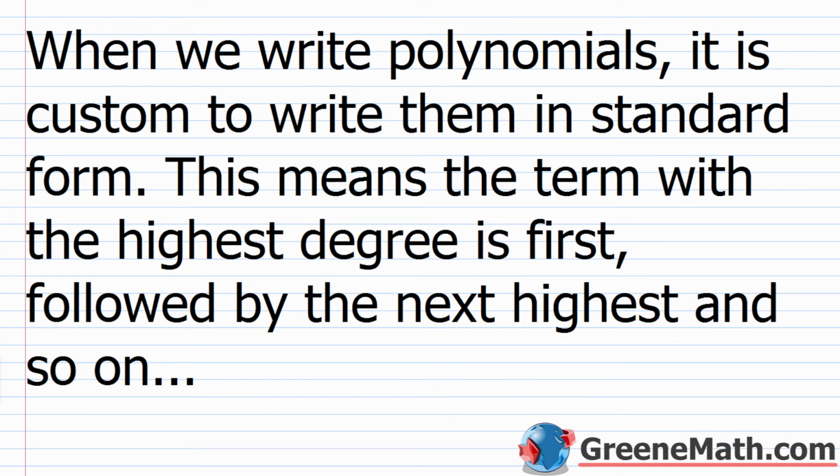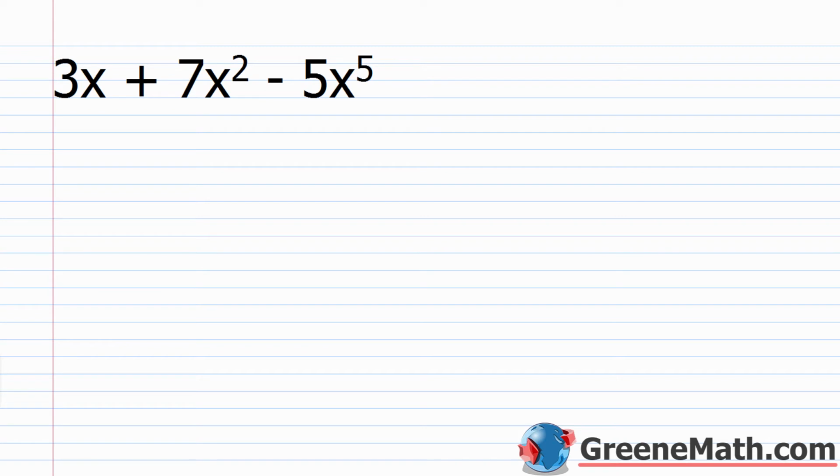All right, so kind of the last thing we're going to talk about before we get into actually adding and subtracting polynomials. When we write polynomials, it is customary to write them in what's known as standard form. So this means the term with the highest degree is first, then followed by the next highest, and so on and so forth. So something like this, 3x plus 7x squared minus 5x to the fifth. So the term with the highest degree would be this one, -5x to the fifth power, right? Your exponent there is 5, this is 2, and this is basically 1. So this would be first.